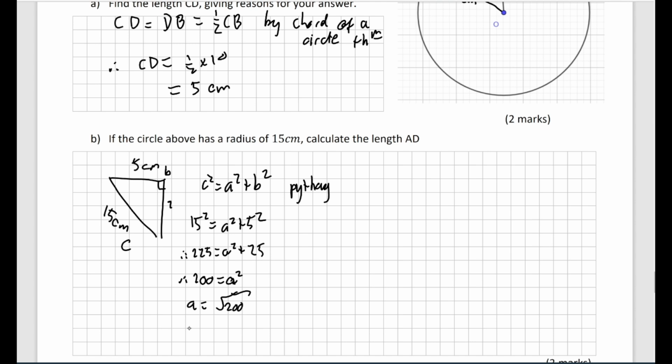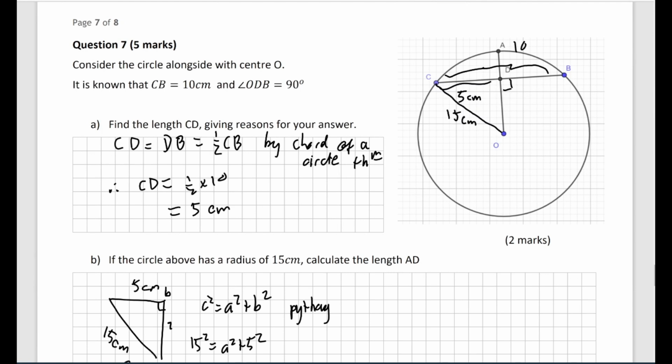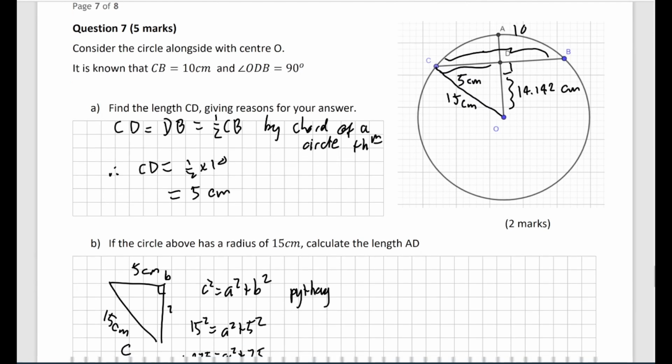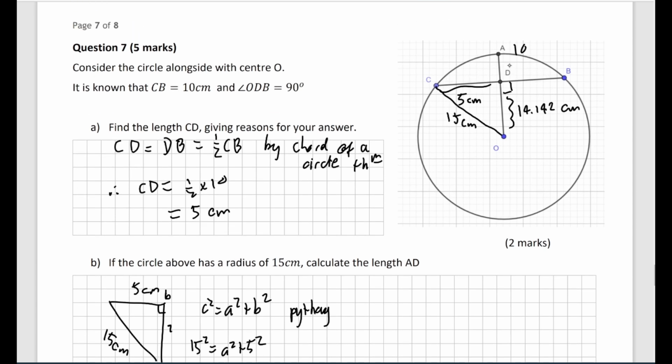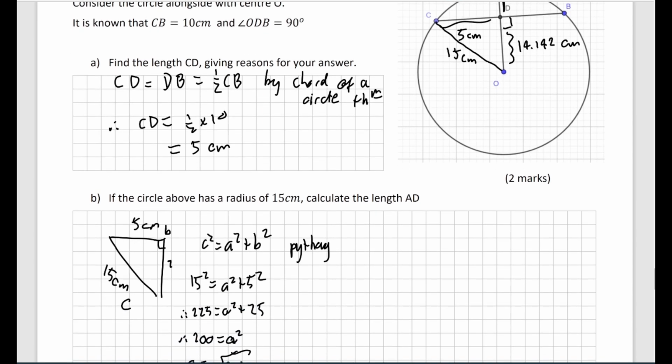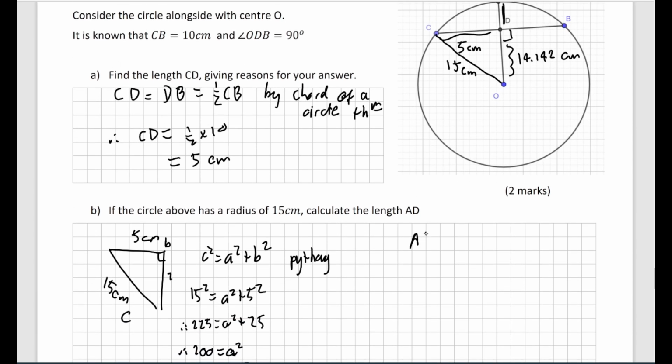So A equals 14.142 centimeters. Okay, so then that means this length up here is 14.142 centimeters, but that's not the length they're asking for. They're actually asking for the length A to D. So A to D plus DO equals, well, A to O, which is the radius.